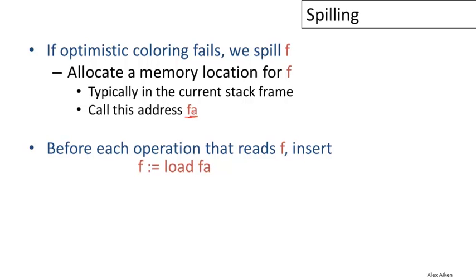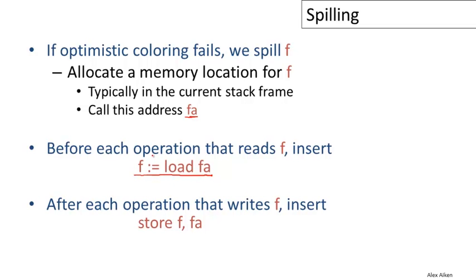Before each operation that reads f, we're going to insert a load that loads from that address the current value of f into a temporary name. That makes sense because if the value is out in memory, then if we have an operation that needs to use the value, we're going to have to load it from memory first into a register. And similarly, after each operation that writes f, we're going to insert a store. So we're going to save the current value of f into its location in memory.